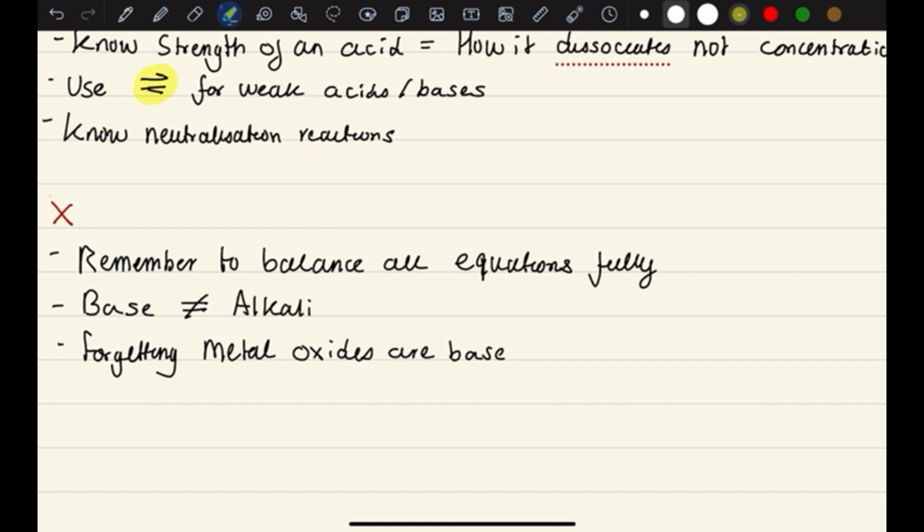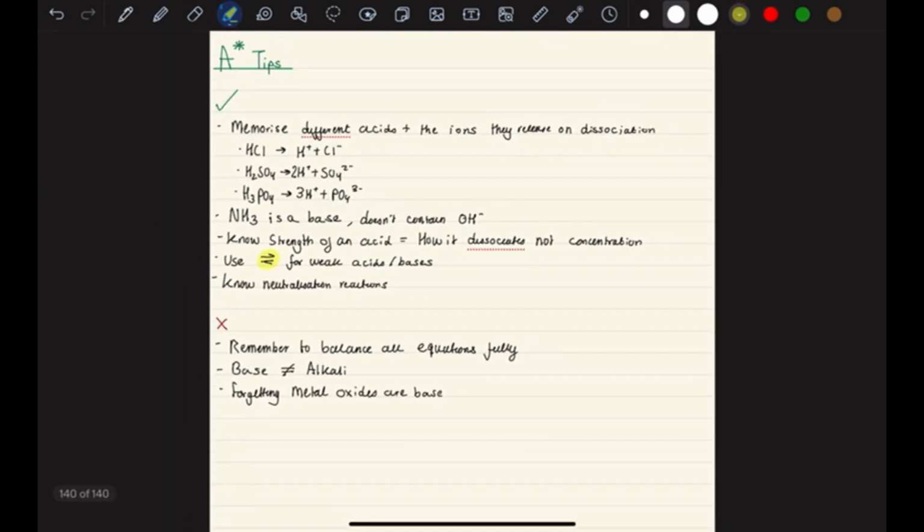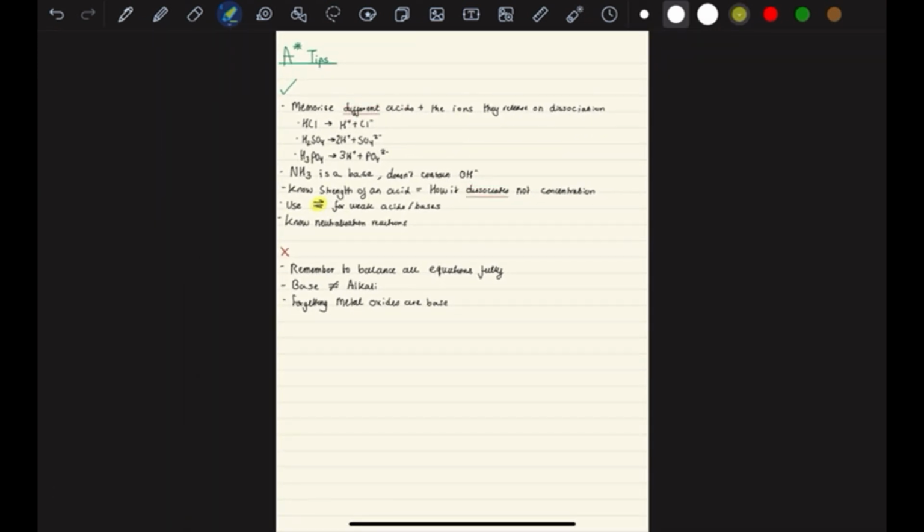Know that bases and alkalis are not the same thing. We did define this earlier. An alkali is a water-soluble base that releases OH minus, whereas an actual base is just called a base because it accepts protons. That is the criterion to be a base: just accept protons, whereas an alkali needs to release OH minus. And then also just don't forget about metal oxides. I think it's a bit easier to forget that they are also bases. Just remember.